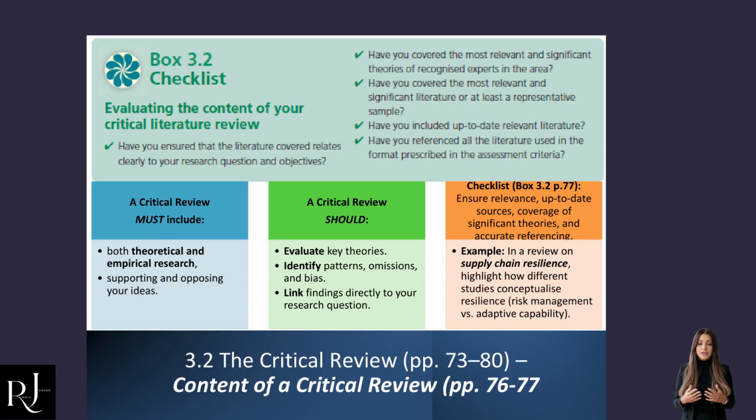It must contain both theoretical and empirical research, as well as arguments that both support and oppose your own ideas. You should evaluate key theories, identify patterns or omissions, and link findings directly to your research question. Use the checklist in box 3.2 on page 77 to ensure relevance and accurate referencing. For example, if you are reviewing supply chain resilience, don't just define it. Highlight how different studies conceptualize it differently, such as focusing on risk management versus adaptive capability. This depth of analysis is what transforms a summary into a critical review.